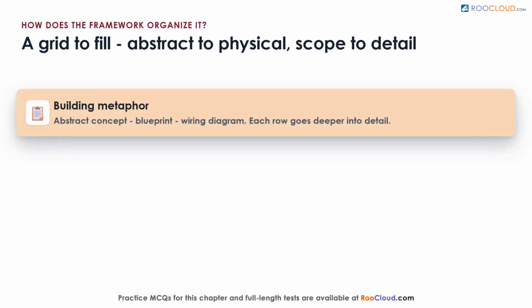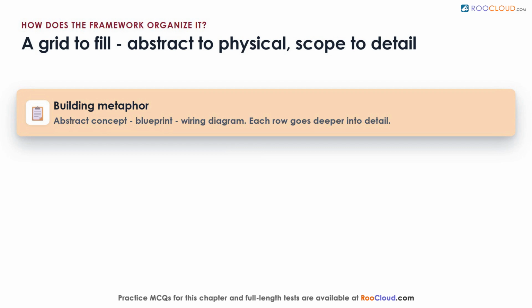How does the classic framework organize everything? The pioneering approach compared building systems to constructing a building. When you put up a building, you move from abstract to physical. You start with a concept, then blueprints, then wiring diagrams. Technology works the same way. You use different artifacts at growing levels of detail. Diagrams, models, and finally working code. Different people get involved at different stages.